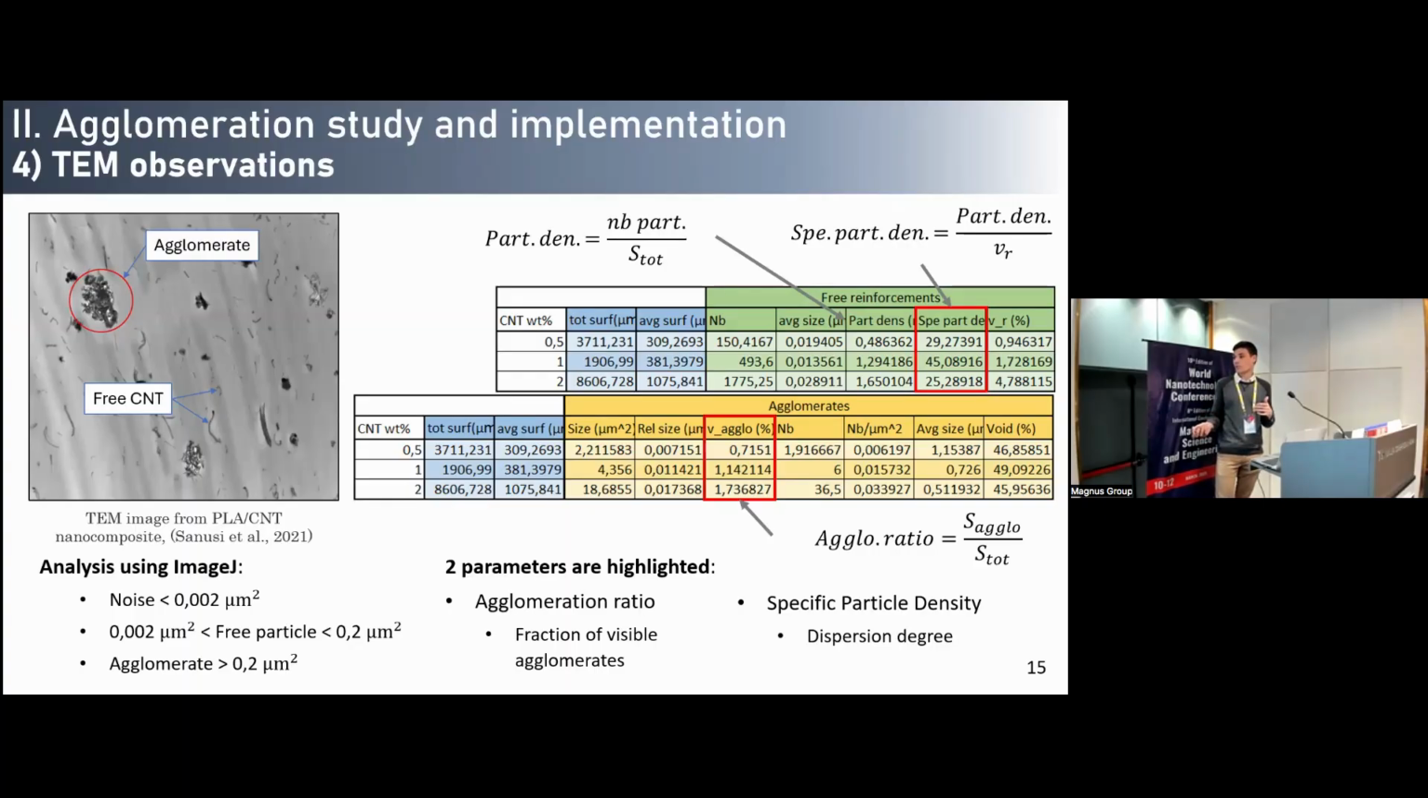From that, we determine an agglomeration ratio compared to the total number of particles. We also compute the specific particle density, which is the particle density, so the number of particles over the total surface, divided by the volume fraction. The specific particle density should be constant along all of the volume fractions studied if there is no agglomeration.